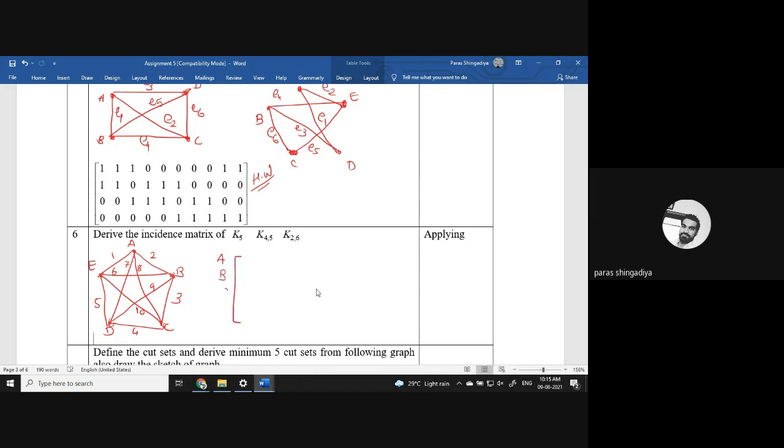5 rows and 10 columns. 1, 2, 3, 4, 5, 6, 7, 8, 9, and 10. Okay. These are the 10 columns. Now A connects with 1, 2, 7, 8. A जो है किसके साथ connected है? 1 number की edge है, 2 number, 7 और 8 number. So replace there 1, 2, 7, 8 with 1, and rest of the entries put 0.